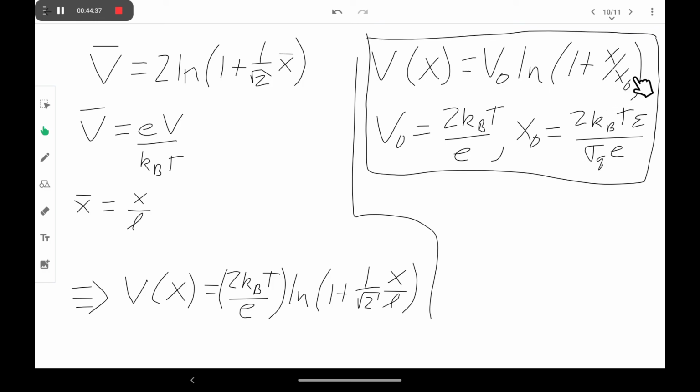And we have some interpretations for this potential here. It is twice the thermal energy per charge. Okay, that's useful to know. There's about twice as much thermal energy available per charge for all of this to happen.